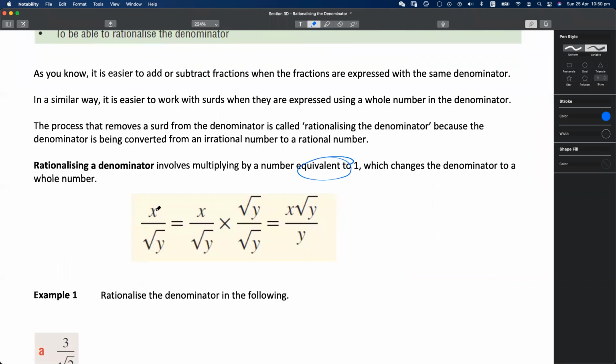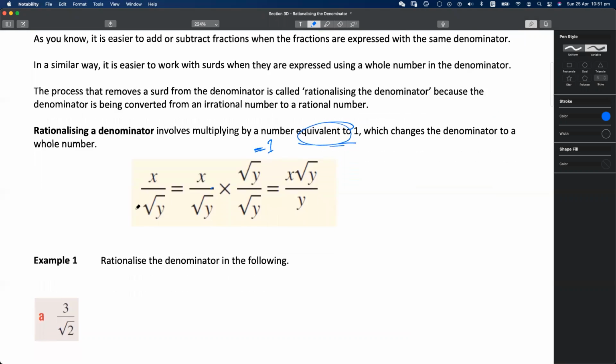For example, x on square root of y. This denominator is a surd that is irrational, and we want to rationalize it. By doing that, we're going to multiply this fraction by a number that is equivalent to 1, which is root y over root y, because root y over root y is just equivalent to 1. So we multiply them together. x times root y is x root y, and root y times root y is just y itself.